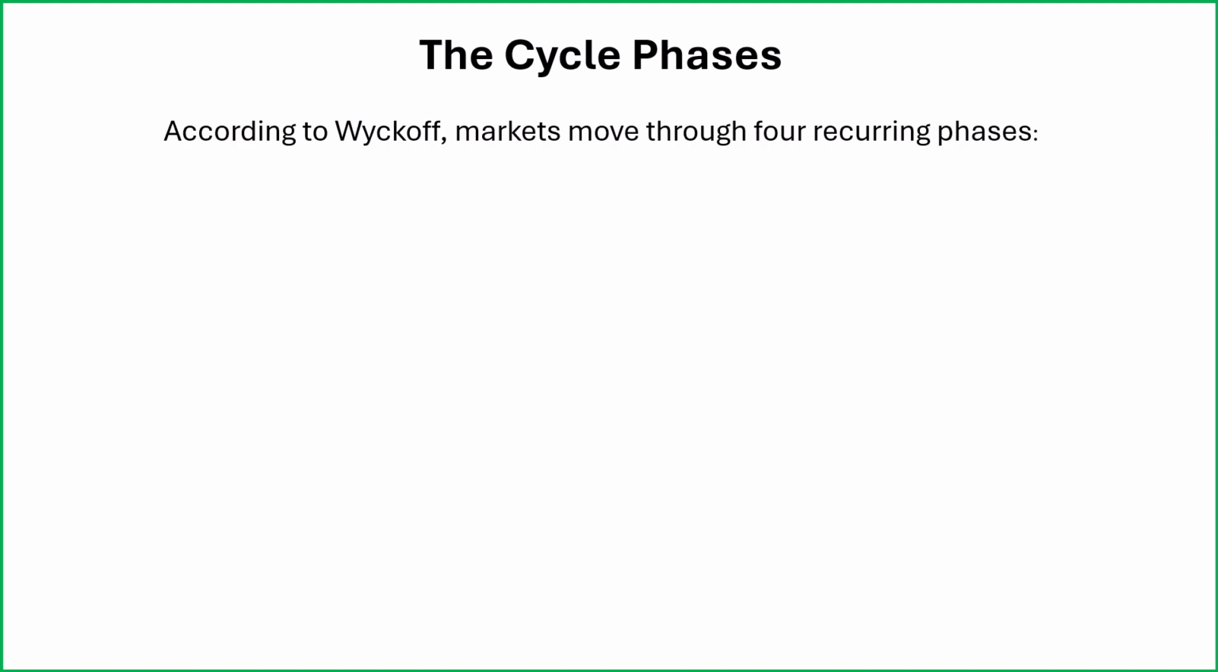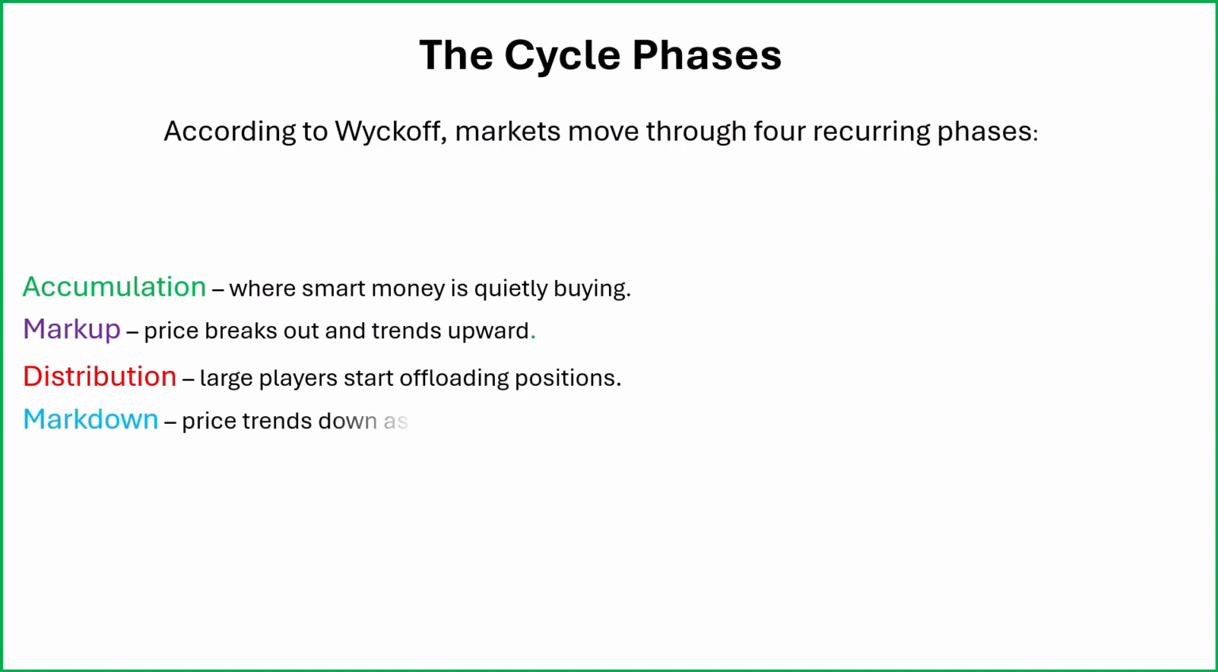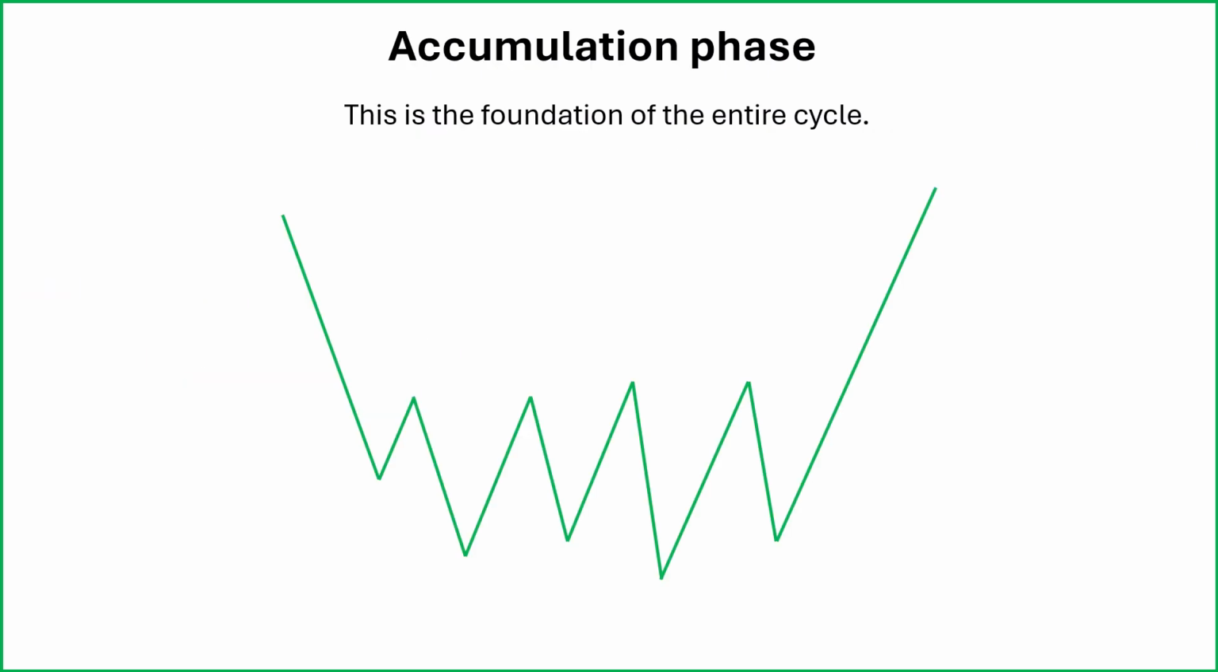According to Wyckoff, markets move through 4 recurring phases. Number 1. Accumulation, where smart money is quietly buying. Number 2. Markup, price breaks out and trends upward. Number 3. Distribution, large players start offloading positions. Number 4. Markdown, price trends down as selling takes over. Here's what each phase typically looks like.